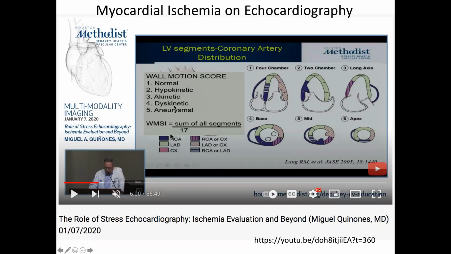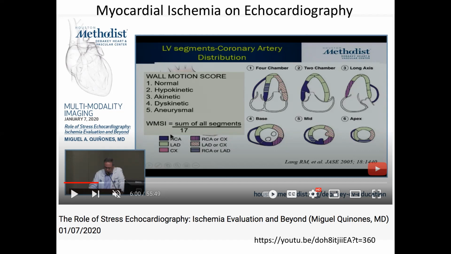Dyskinetic means it's going the wrong way. So when it's supposed to be contracting, it's actually getting stretched, right? And you can imagine that if one side of the heart's really healthy and one side is not, when the side that's healthy contracts, it will blow out the side that is not healthy. That's called dyskinesia or dyskinetic. And then aneurysmal means that the tissue's dead and it's expanded. So it just looks like an aneurysm.